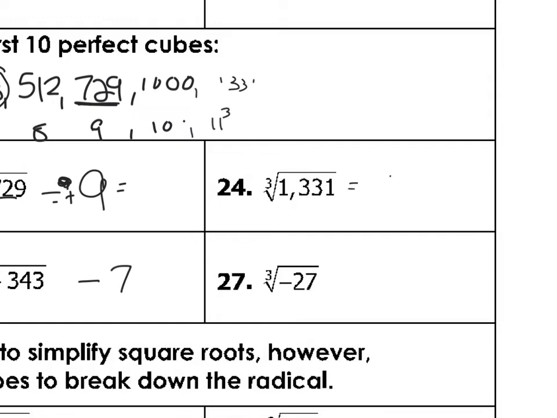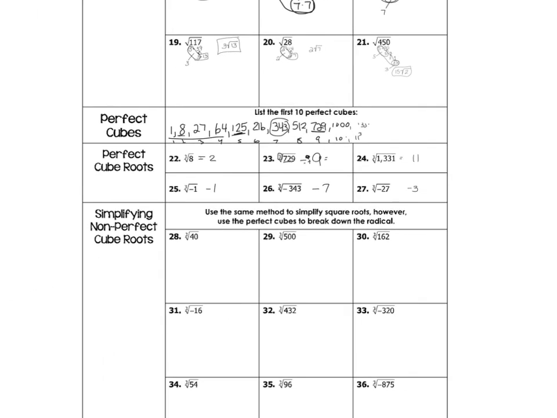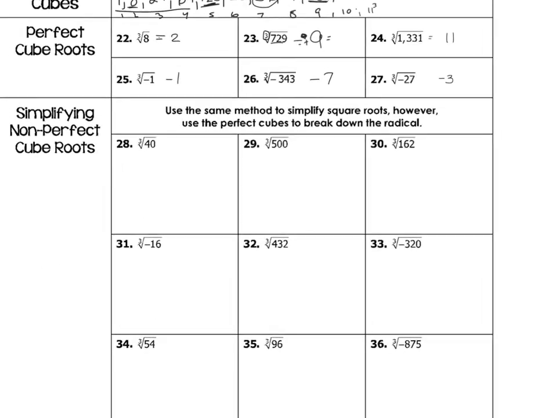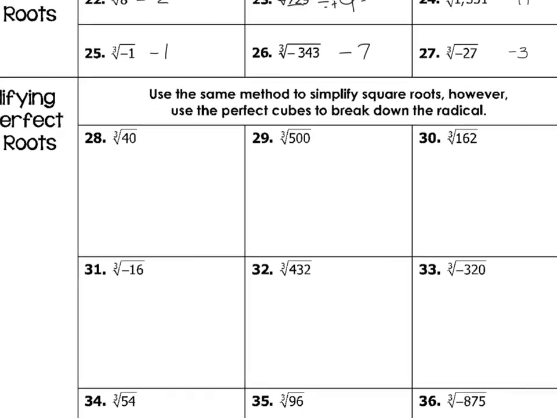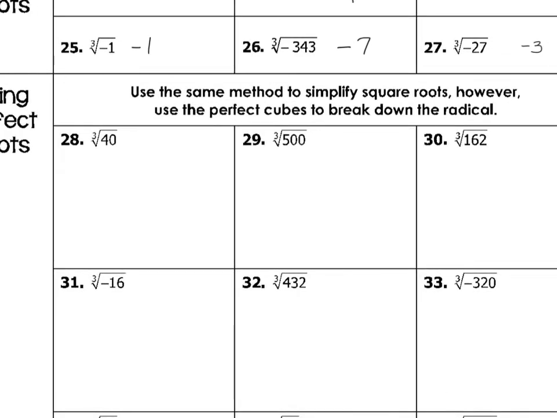1331. So this is 11. And 27, that was 3, right? So -3. So those were all perfect cubes. All right, so now we're going to simplify these non-perfect cubes. So we're going to have to break it down by prime factorization, okay?